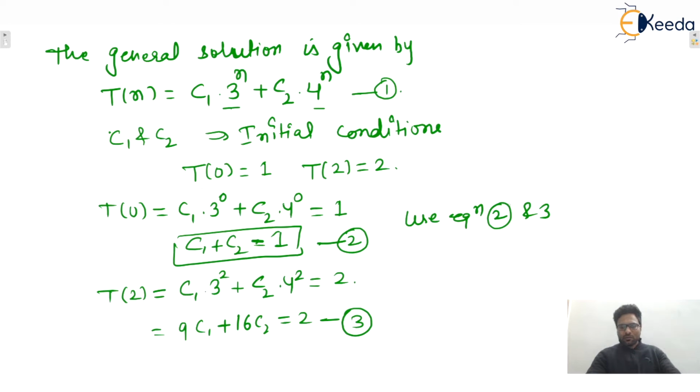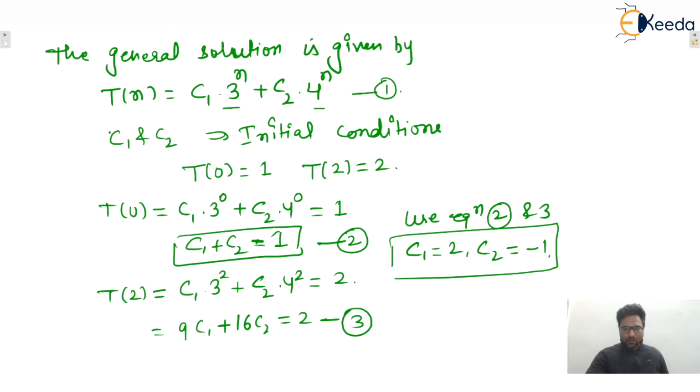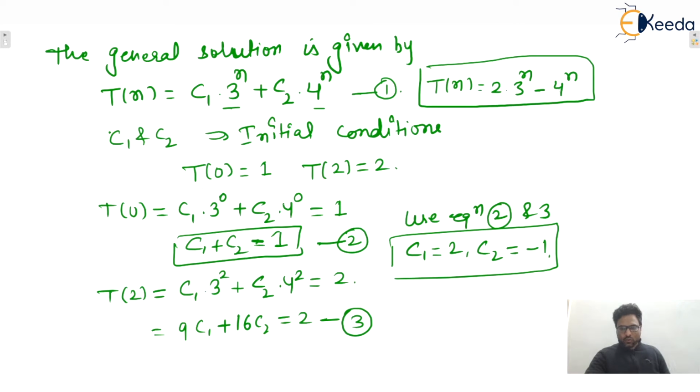So use equation 2 and equation 3 and find out the values of C1 and C2. What will be the values? If we solve equation 2 and equation 3, we get C1 equals 2 and C2 equals -1. Put these values in equation 1. So the answer will be T of n equals 2 into 3 raised to power n, then -1 into -4 raised to power n. That is the required solution of the given recurrence relation.